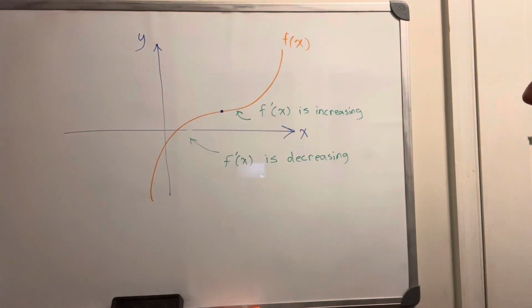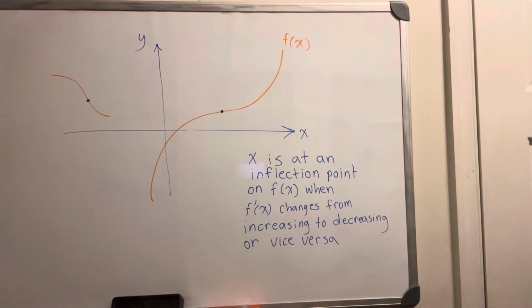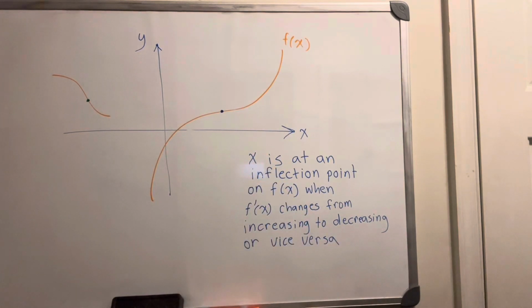So what can you do at this point to figure out how to mathematically work with the point of inflection? Something you might have noticed can be stated as such. X is at an inflection point on f of x when f prime of x, or the derivative of the function f of x, changes from increasing to decreasing, or vice versa.